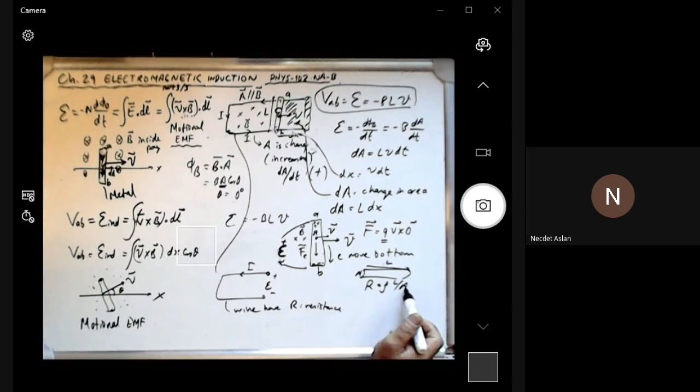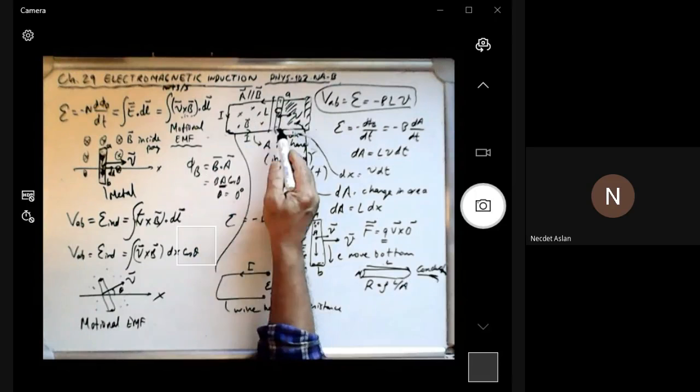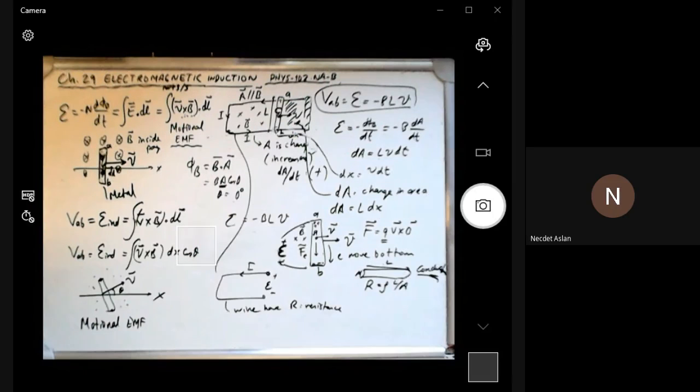It doesn't matter what kind of values they have, but this is a conductor, of course. We're not saying that this is like plastic or something like that. It's a conductor. In this case, the whole wire will look like a resistance, say small r, okay, just r, and then the current can be given as epsilon over r, which, since epsilon was given by BLV, is BLV over r.